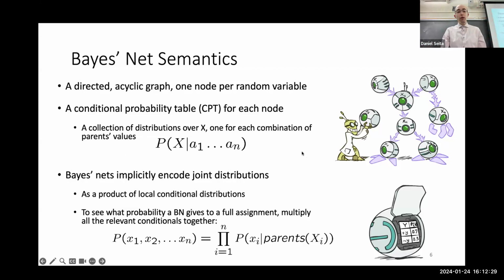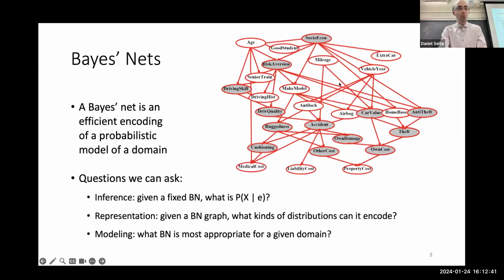And the BayesNet will implicitly encode the joint distribution. So they do that as a product of local conditional distributions. A key advantage is that you can have a huge graph like the one that we showed here, but you can analyze it and make queries by just analyzing small subsets of the graph based on the structure of where the arrows are.